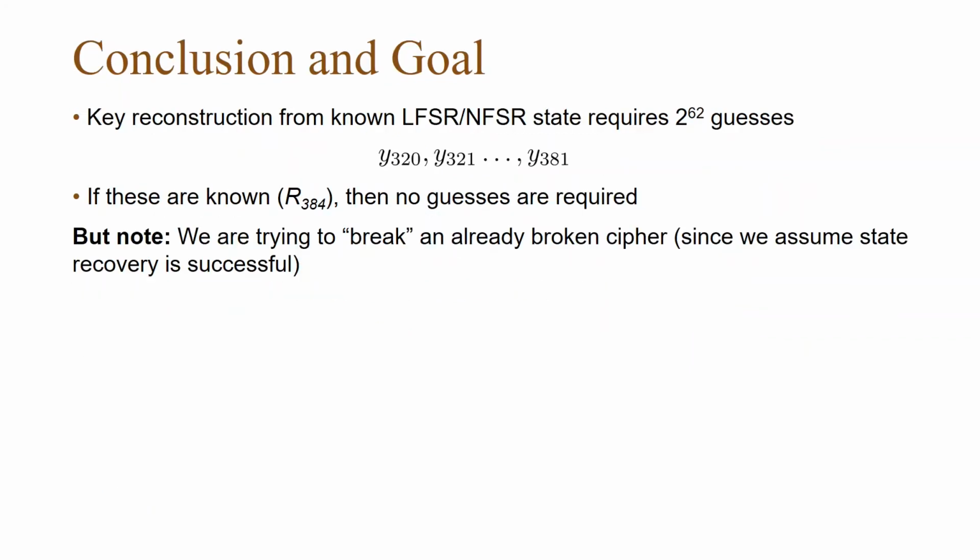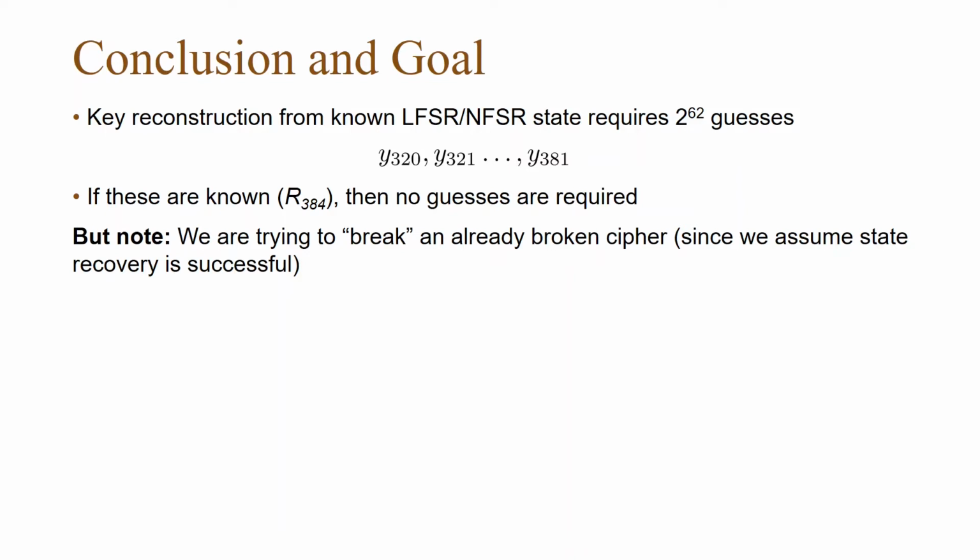So to conclude, Chang and Turan presented a key reconstruction from the known LFSR and NFSR state that requires 2 to the 62 guesses, that is guessing the bits Y320 up to Y381. If we in addition assume that these are known, that is the bits of the register are known, then no guesses are required and we can clock the cipher backwards and recover the key without any additional guesses.